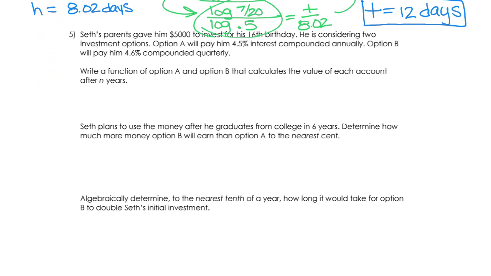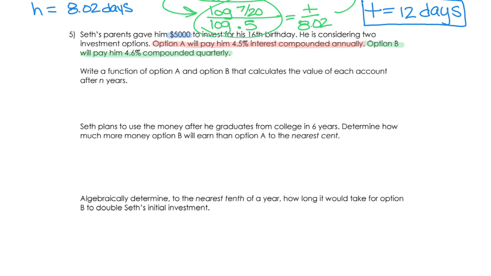Okay, number 5. It says that Seth's parents gave him $5,000 to invest for his 16th birthday. He's considering 2 investment options. His first one is option A, and it will pay him 4.5% interest compounded annually. And his option B will pay him 4.6% compounded quarterly. They want us to write a function of option A and option B that calculates the value of each account after n years.